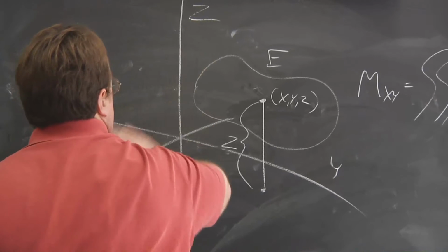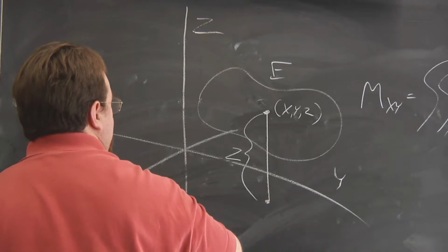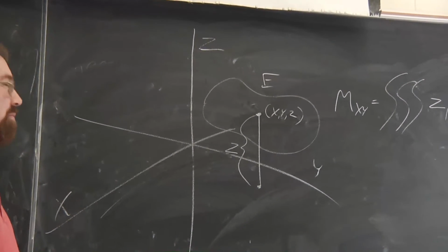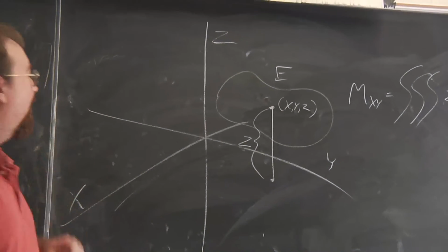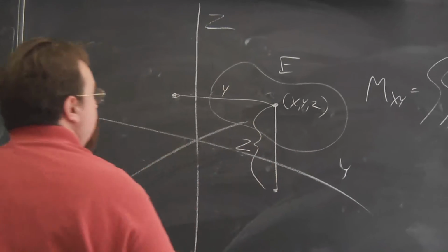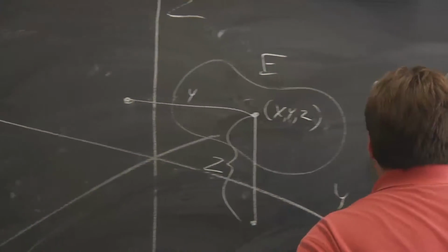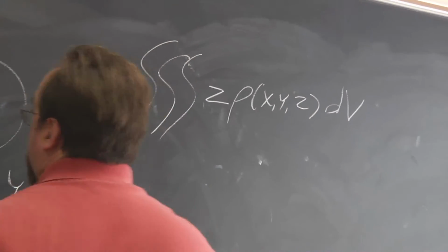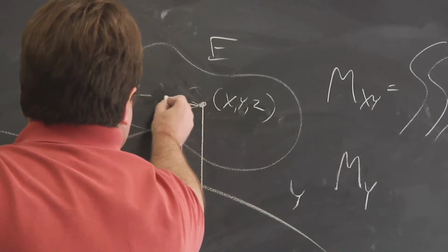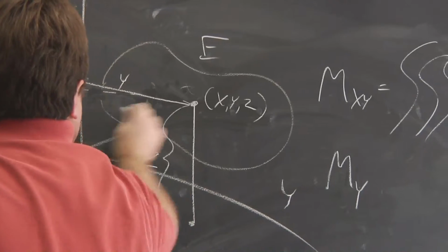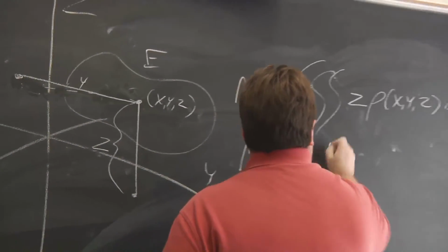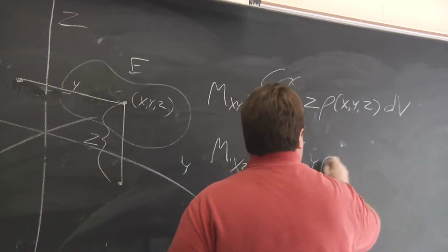Similarly, you want the moment of the object around the xz plane, that's this plane right here. Not that waving my hand like that really accomplishes anything. Here's the plane. The distance in this case would be y. There's this illusion of orthogonality to this. So mxz, triple integral of y times the density.